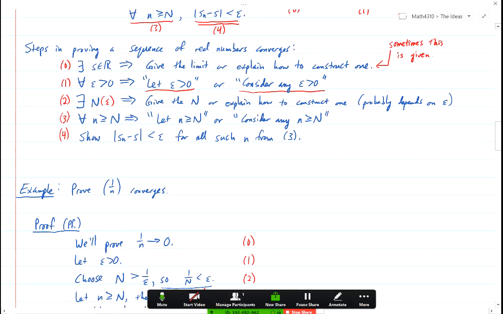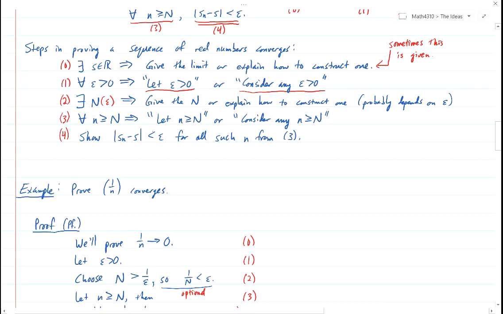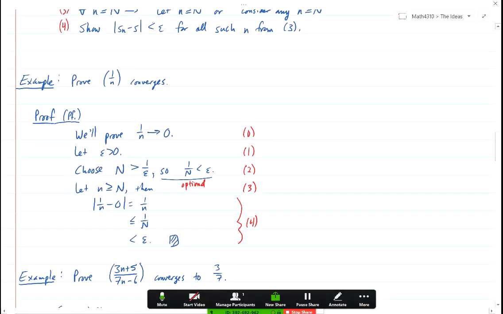That for all such little n's, everything I've done before in this proof has now given me the conclusion I want, that the absolute value of Sn minus S, also read as the distance between Sn and S, is less than epsilon. So let's see this in action. Here is an example that proves that 1 over n converges. Notice, I just say prove it converges. I don't say prove it converges to what.